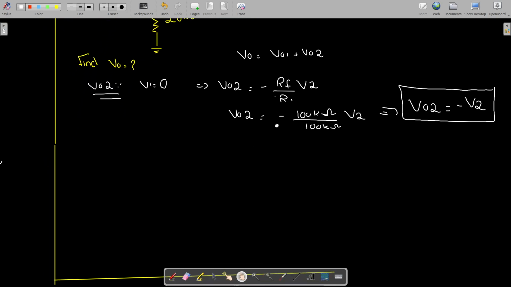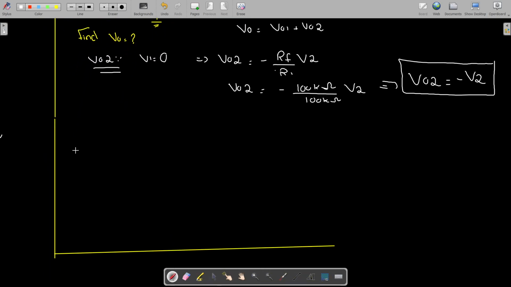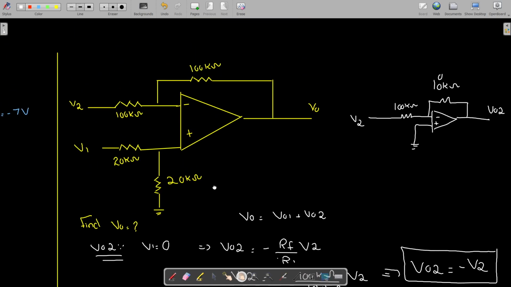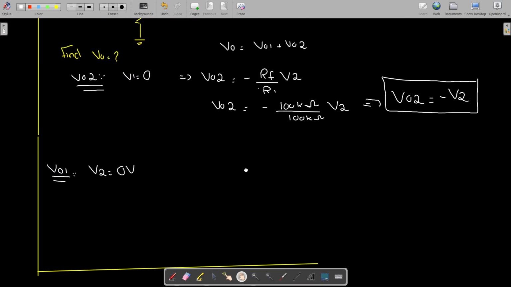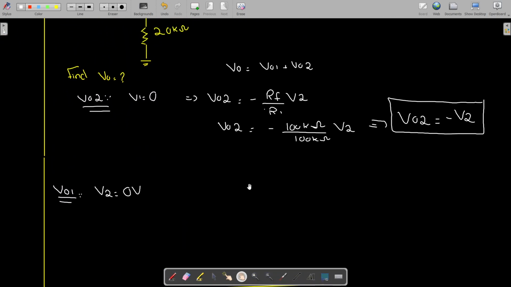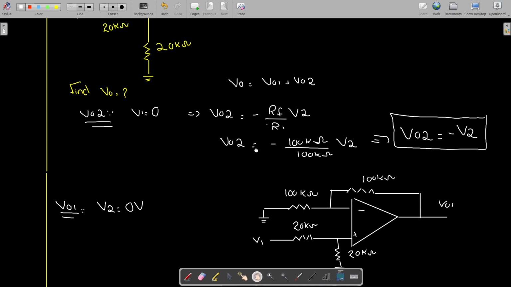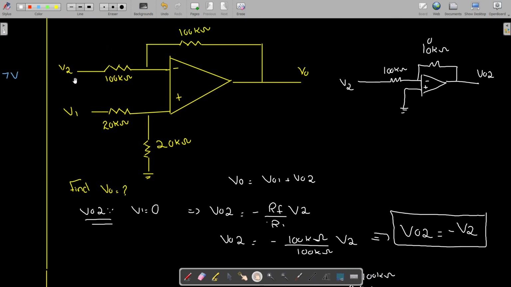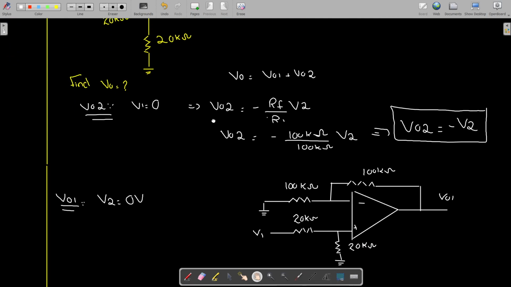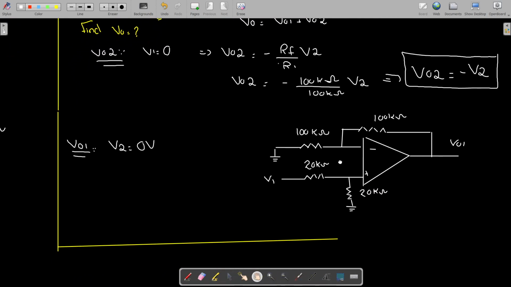Now let us find the VO1. For VO1 we are going to say V2 is equal to 0 volt because we are using the superposition theorem. So let me redraw this circuit again. Okay, I have redrawn the circuit and I have made V2 is equal to 0. In this circuit I have made V2 is equal to 0 and I have redrawn this whole circuit. So we have a circuit like this now.